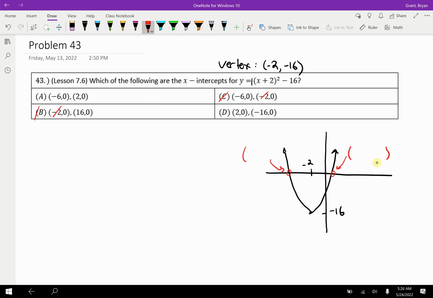We have x-intercepts here, and we know that along the x-axis, it's going to be some number, comma 0. And then over here, it's going to be some other number, comma 0. So by looking at those points, can we see that the y values have to be 0? That means, to find our x-intercept, we need to replace the y in our equation with 0 and keep everything else as is.